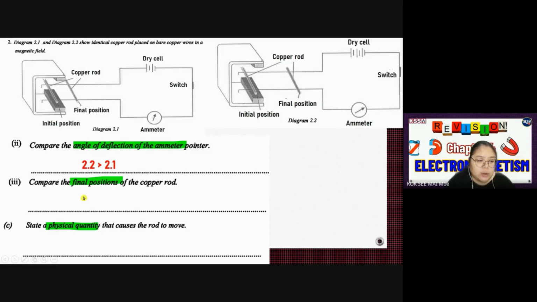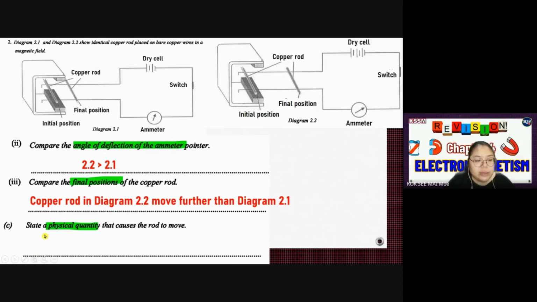The next one, compare the final positions. Start with the final position of the copper rod in diagram 2.2, it moves further. Move further, then we finish. So from here, the copper rod in diagram 2.2 moves further than in 2.1, also can. Just important, don't write the symbol.